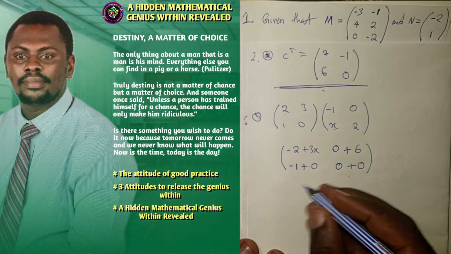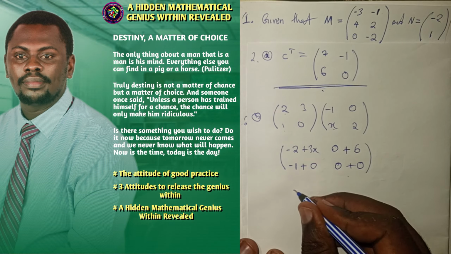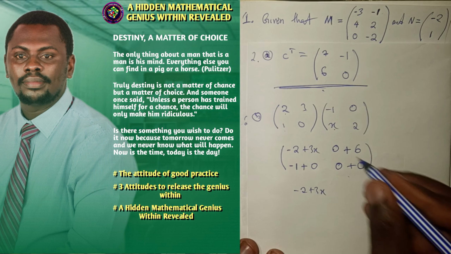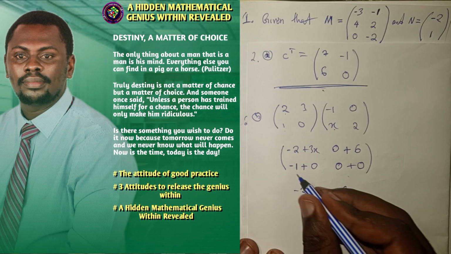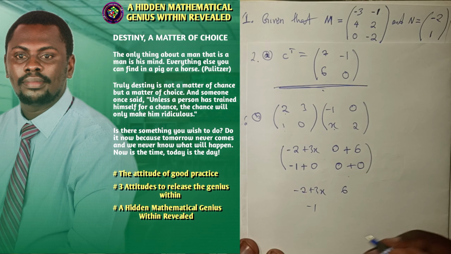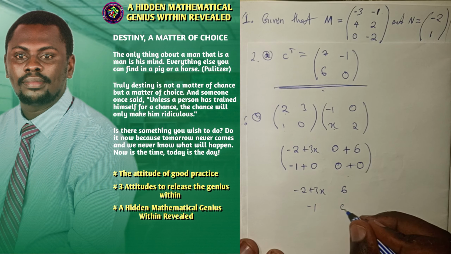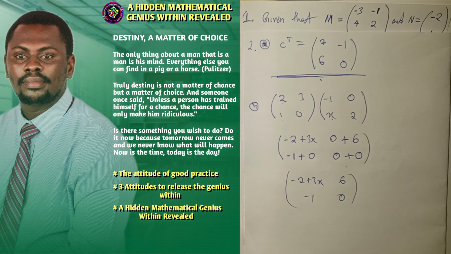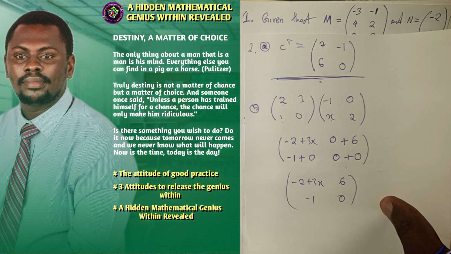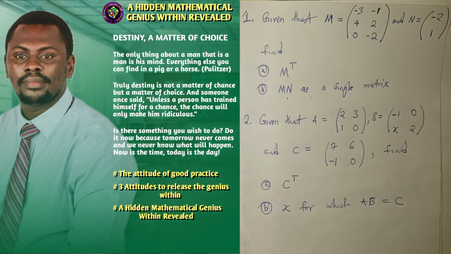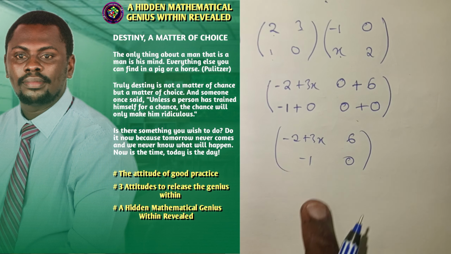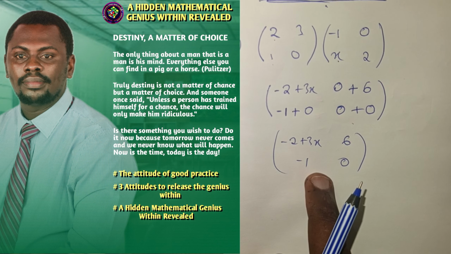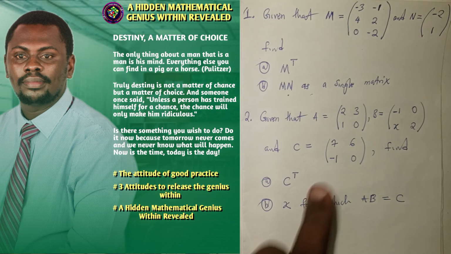So this is equal to, we have negative 2 plus 3x, 0 plus 6, you get 6, negative 1 plus 0, you get negative 1, 0 plus 0, you get 0. So what we have answered here is AB. Now, according to the question, we are told to solve for x for which AB is equal to C. So this is AB, and this AB should equal C. Where is C? C is here.